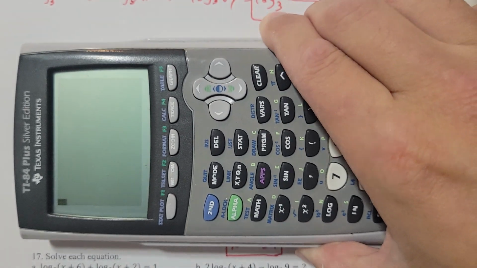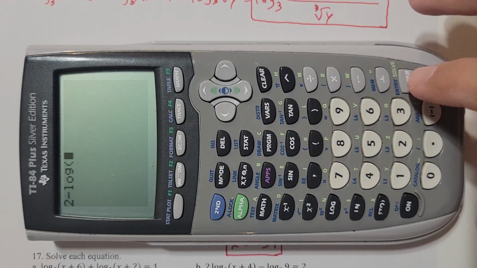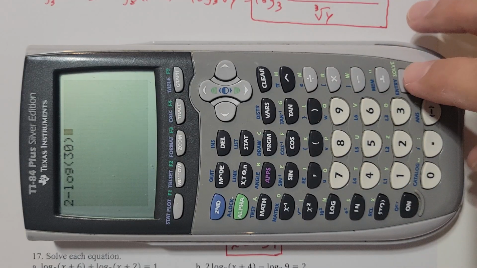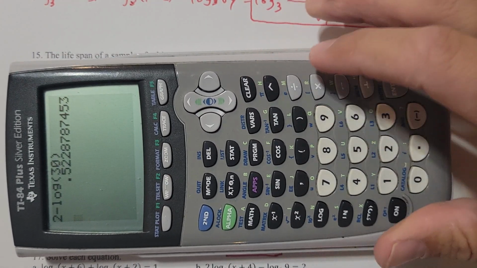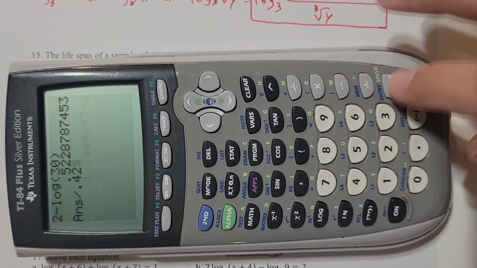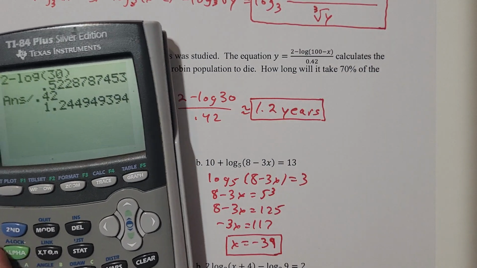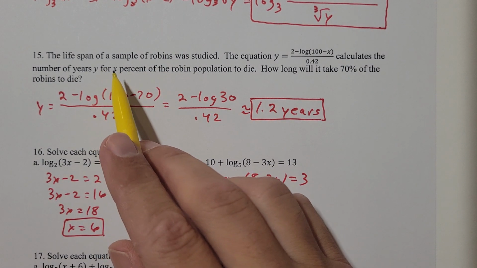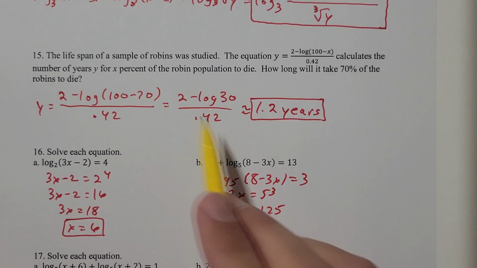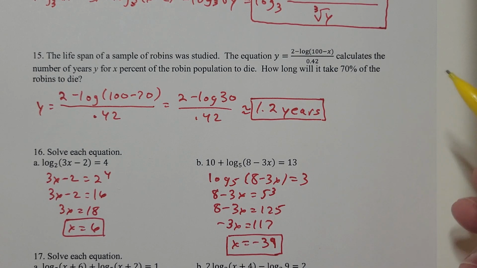Okay, and then I can go to the calculator and type this in. So I got 2 minus log of 30, and then I'm dividing that by 0.42. Okay, so I get about 1.2, and the units here, the y value, that's in years, right? So it's going to take about 1.2 years for 70% of the robin population to die off.